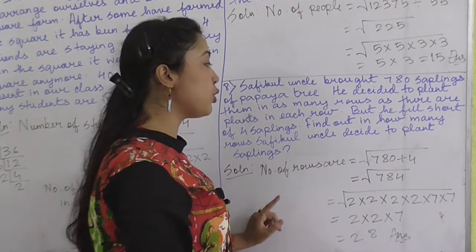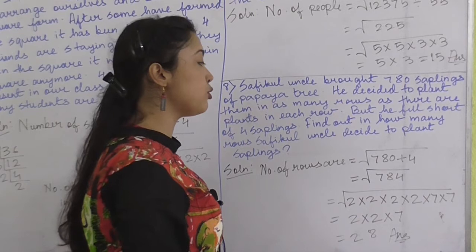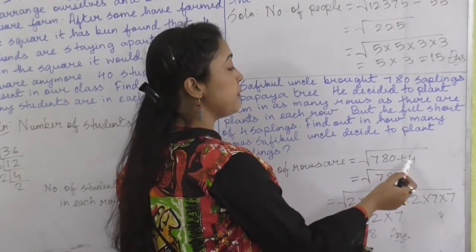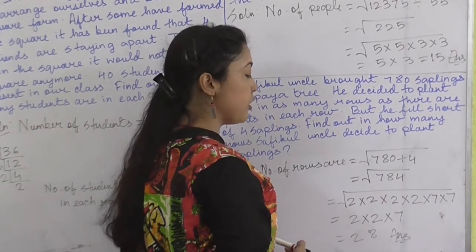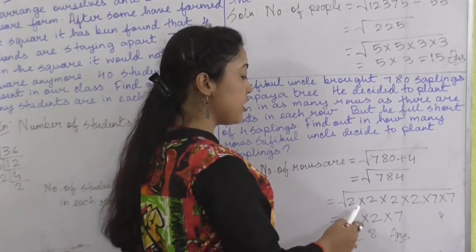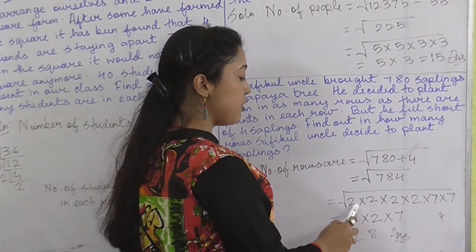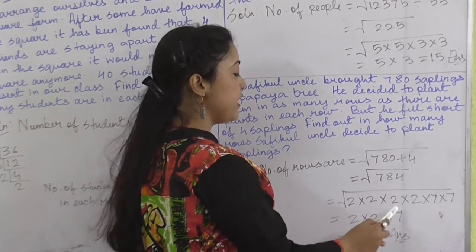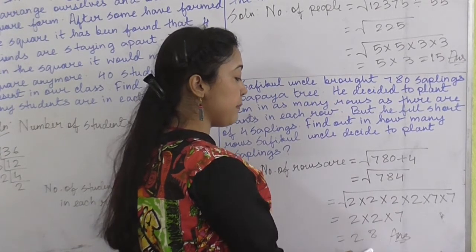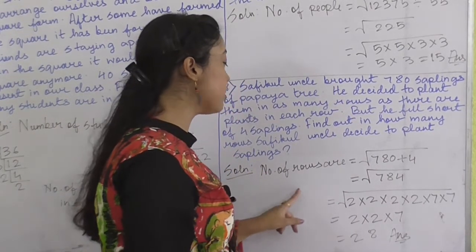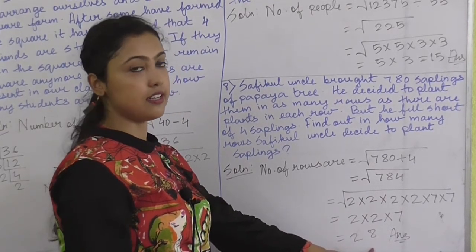So you have been told to find out the number of rows. In order to find out the number of rows, what do you have to do? You have to do 780 plus 4, that is the square root of 784. And you have to break this 784 as 2 into 2 into 2 into 2 into 7 into 7. From these 2s we take one, from these 2s we take one, and from these 7s we take one. So 2 into 2 into 7 is 28. So the number of rows in which the saplings are planted is 28. So 28 is our answer.